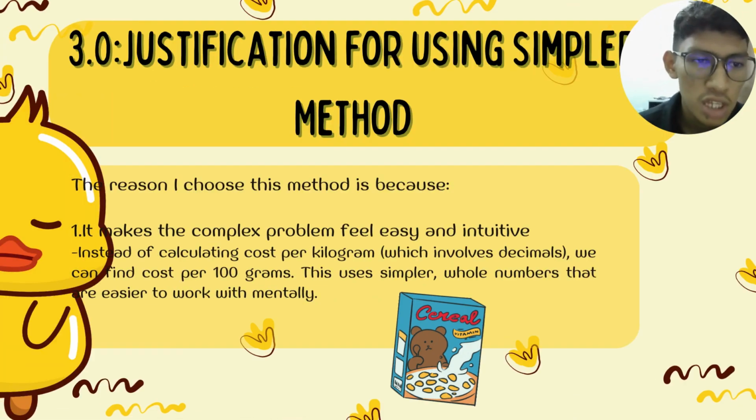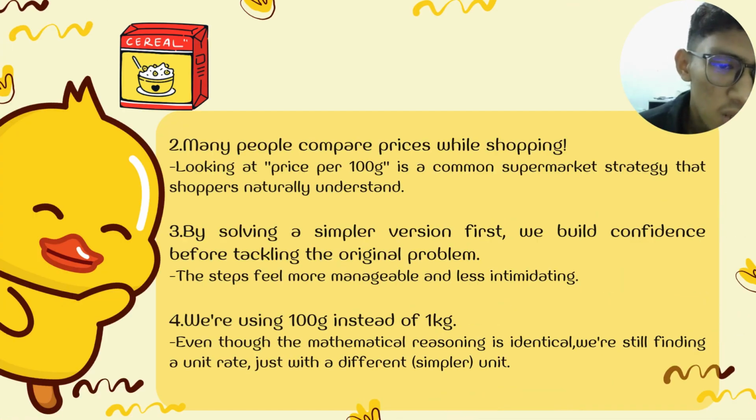Okay, now there are some justifications for my method using the simpler method. One of them is it makes the complex problem feel easy and intuitive. Instead of calculating cost per kilogram, which involves decimals, we can find cost per 100 grams that uses simpler whole numbers that are easier to work with mentally. Next, many people compare prices while shopping.